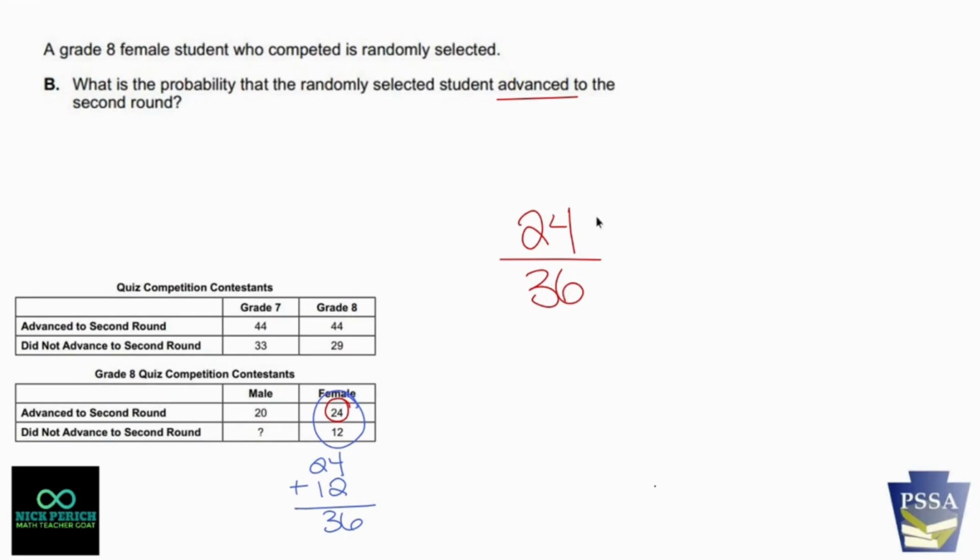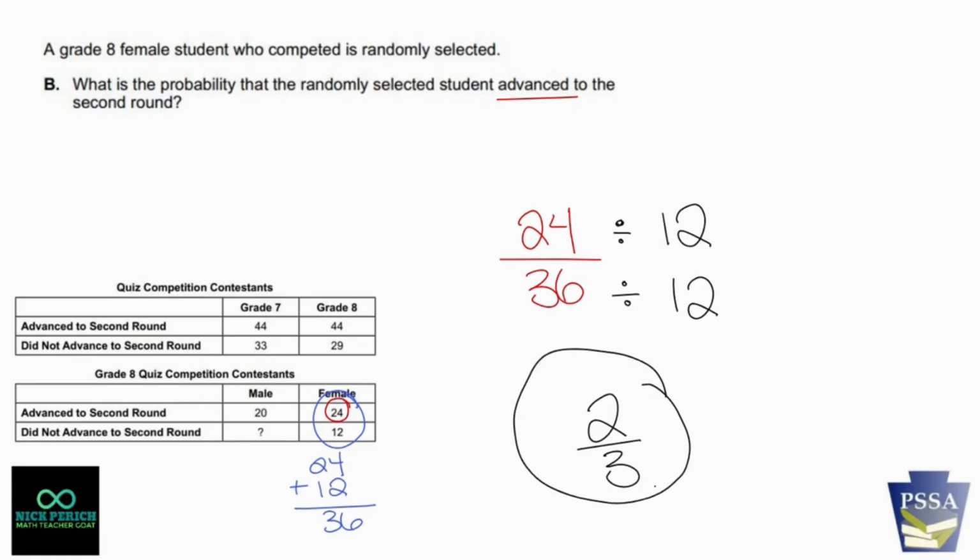Now, I'm not sure if the people grading the PSSAs would be too happy with that because I noticed that both of these are divisible by 12 and you can simplify the fraction. So you divide the numerator and the denominator by 12. 24 divided by 12 is 2. 36 divided by 12 is 3. The probability is going to be 2/3.